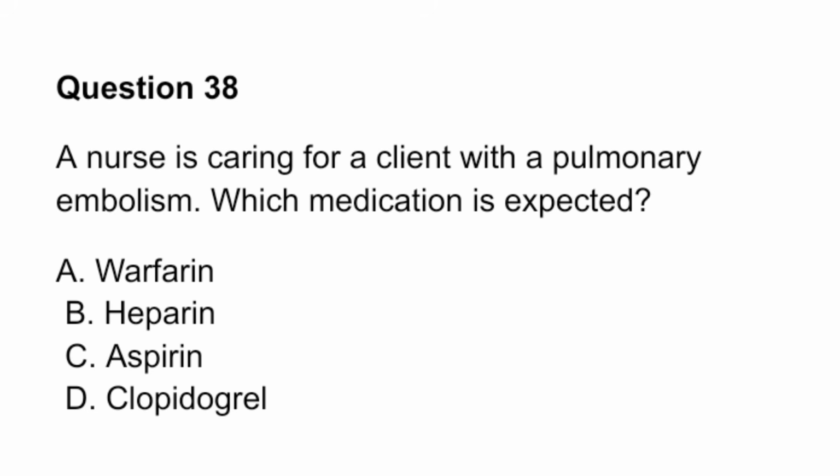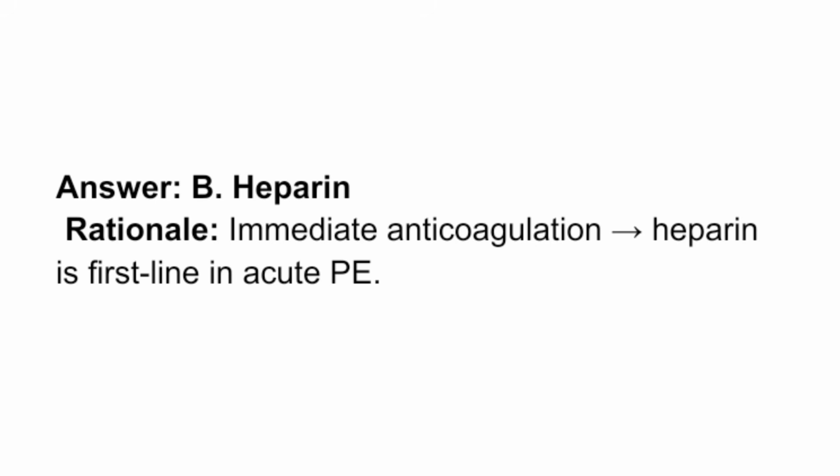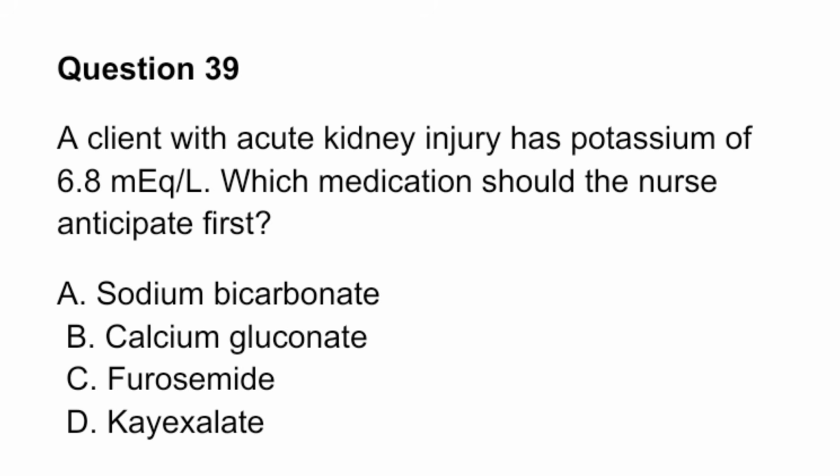Question 38. A client with a pulmonary embolism, which medication is expected? A. Warfarin. B. Heparin. C. Aspirin. D. Clopidogrel. Answer: B. Heparin. Rationale: immediate anticoagulation. Heparin is first line in acute PE. Question 39.